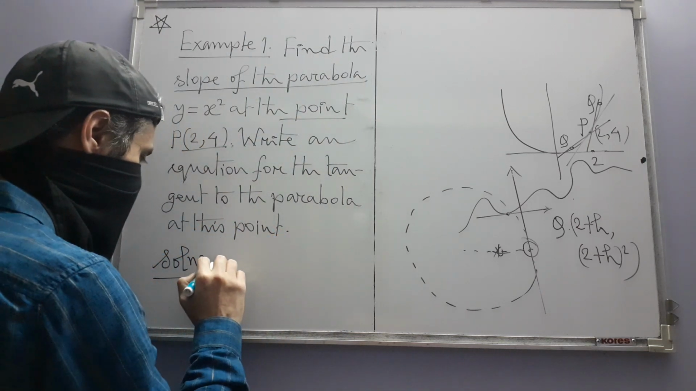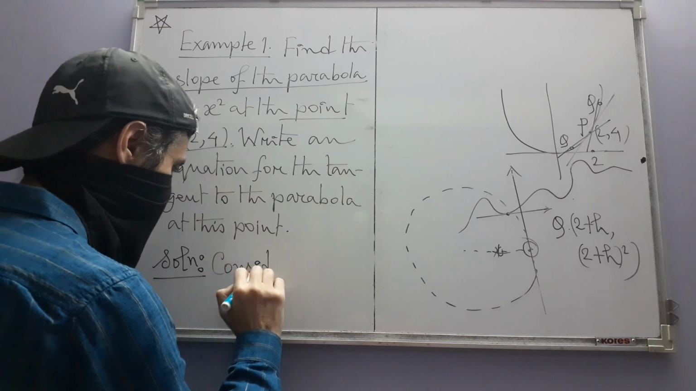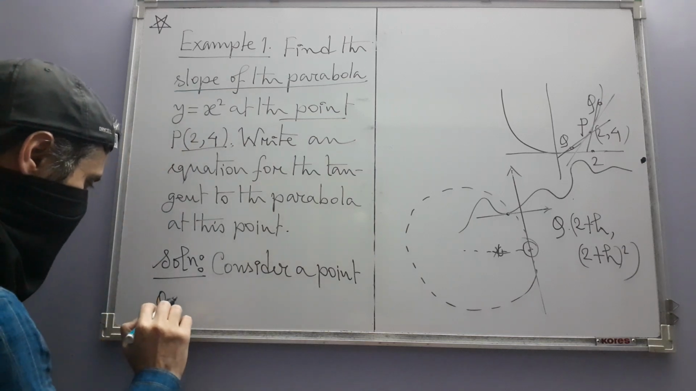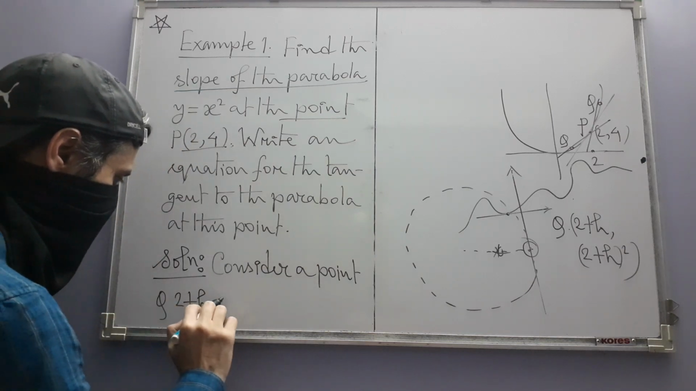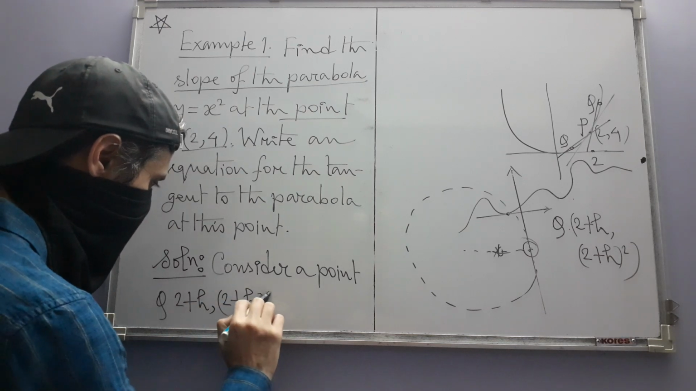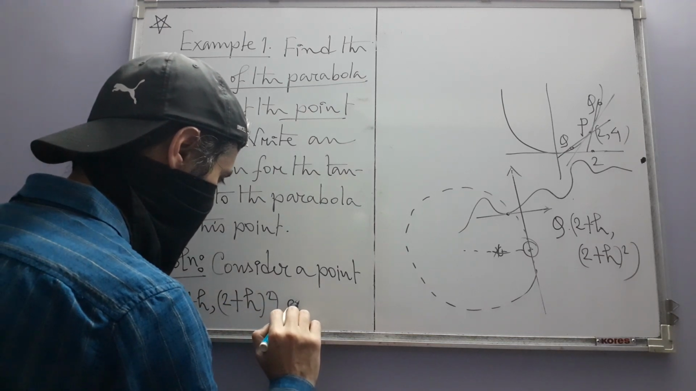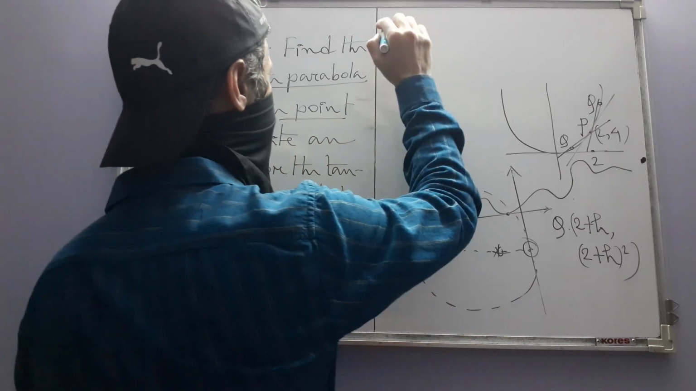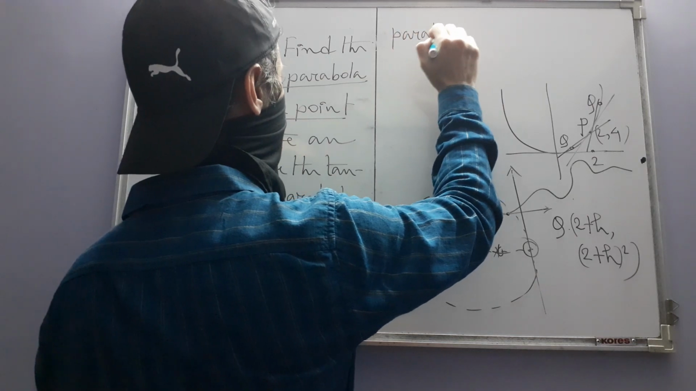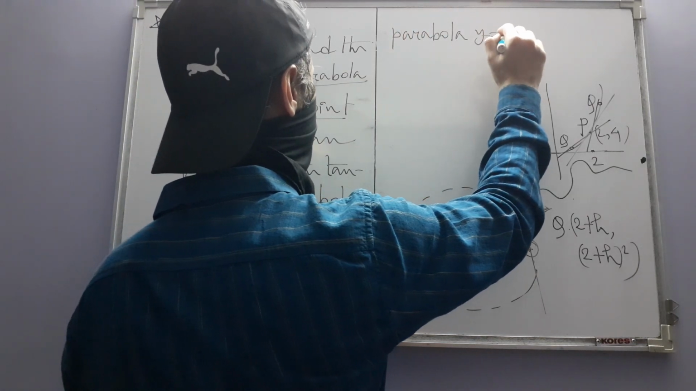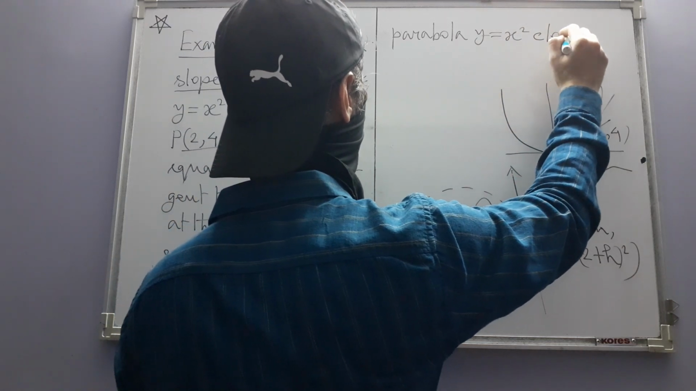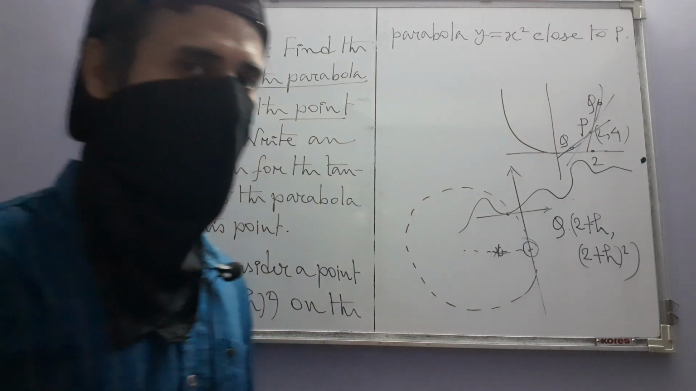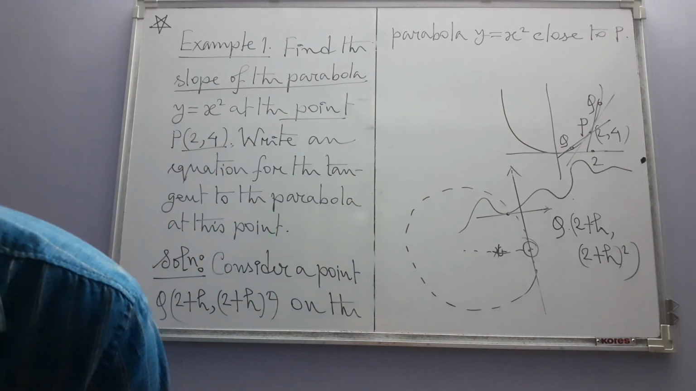The solution: consider a point Q on the parabola y equals x squared, close to P. Next, what do we do? You just have to find the slope of the secant PQ.